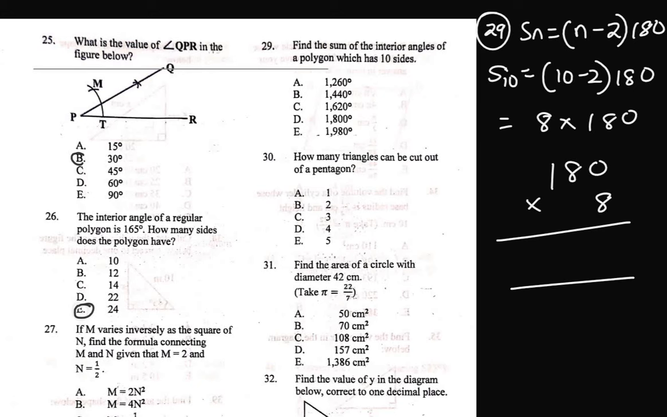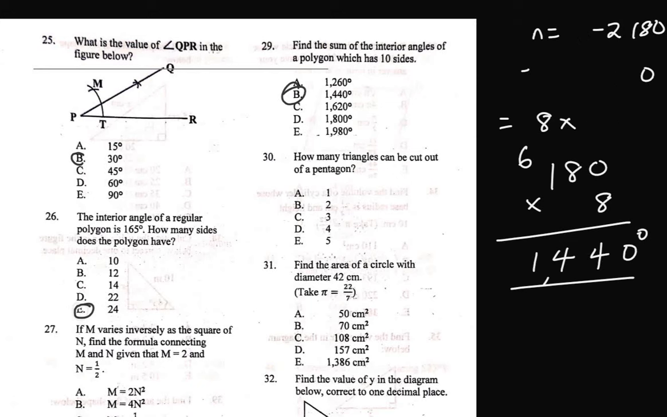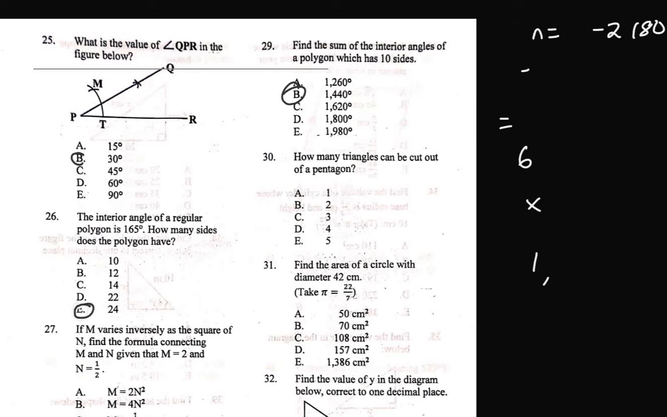8 times 0 is 0. 8 times 8 is 64. 4, you put 6 here. 8 times 1 is 8 plus 6, 14. That's 1440 degrees. So the right option is B. Question number 30. How many triangles can be cut out of a pentagon?